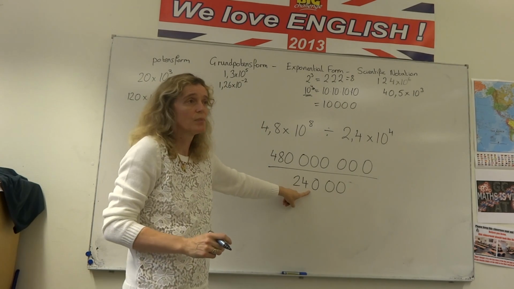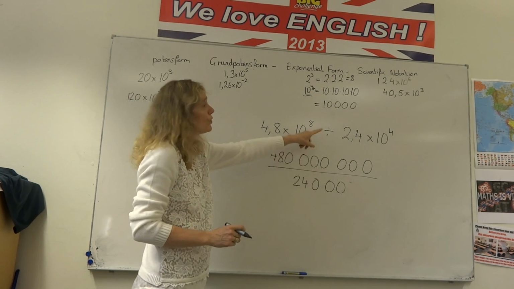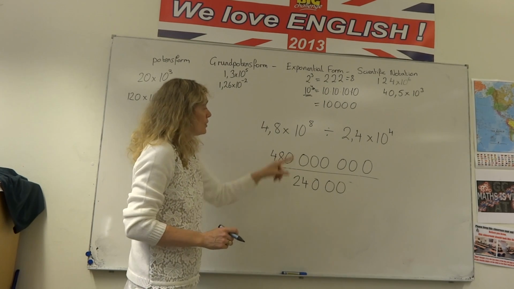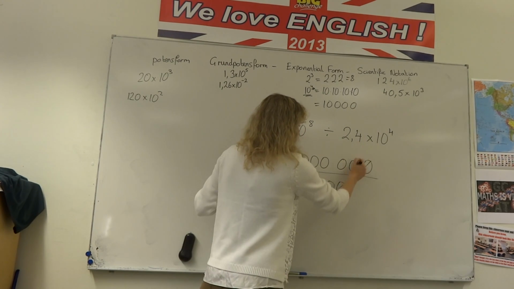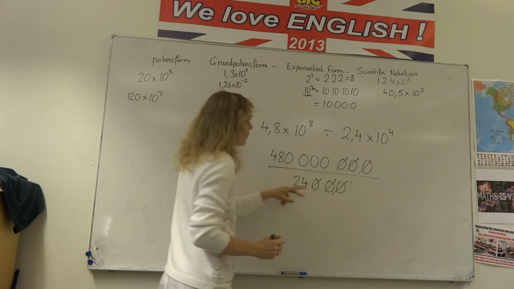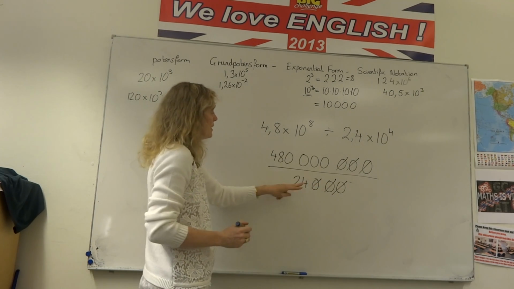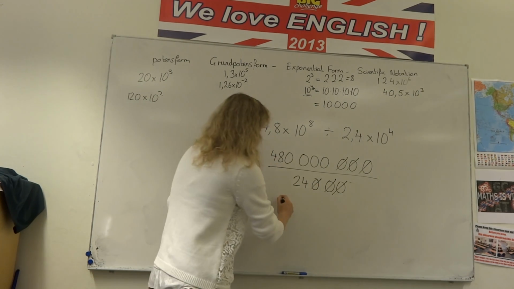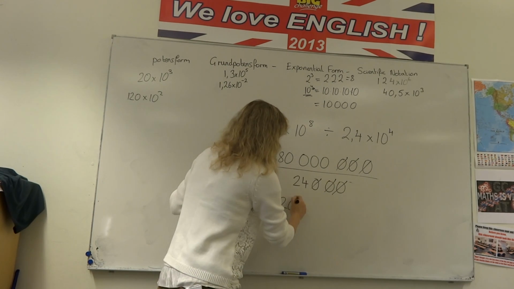24,000. So you could just cancel zeros here. 3 zeros up there, cancelling these 3 zeros down there. 24 goes into 48 2 times, and then all the zeros that are left over.